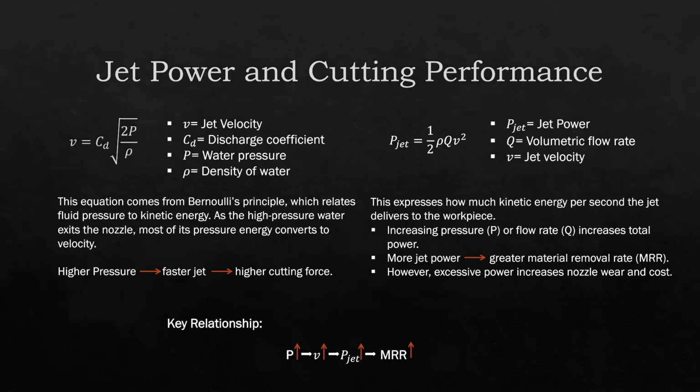strength. The second equation on the right shows the jet power, which depends on both the water flow rate and the velocity of the jet. This equation tells us how much energy per second is actually being delivered to the surface of the workpiece. In simple terms, as pressure and flow increase, the jet carries more energy, which removes material faster.